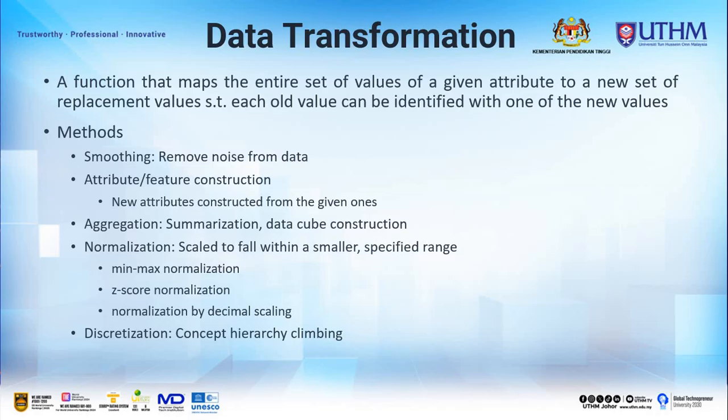Okay, and the fourth method is normalization, where the purpose is to scale the data to fall within a smaller specified range. There are a few methods under normalization here: min-max normalization, z-score normalization, and normalization by decimal scaling. Okay, and the last one is discretization, which is a concept of hierarchy climbing. It converts continuous data into discrete intervals or categories.